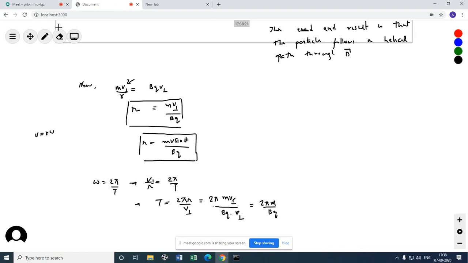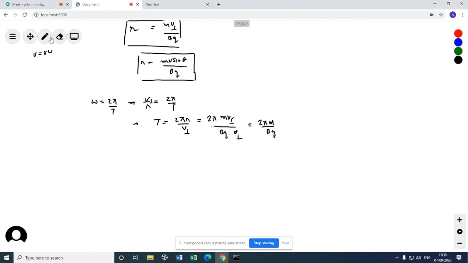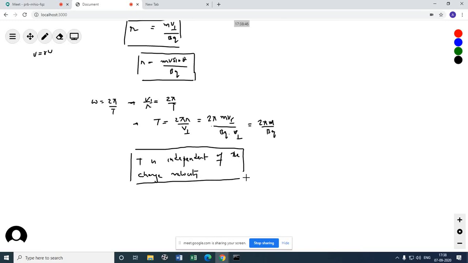The more important thing to note is that the time period is independent of the charge velocity. It is not present in the equation. Yesterday also you saw it is not there, right? Independent of the velocity of the charge, whichever sentence suits you better. Okay, now this is it.